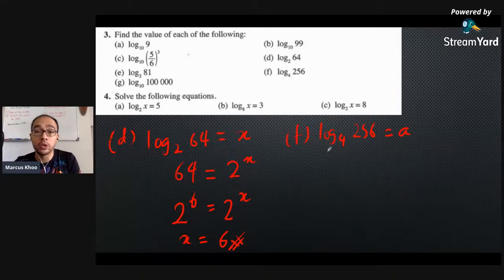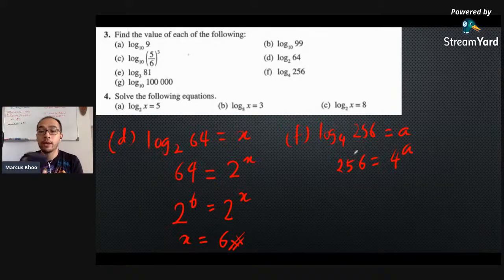Okay, it can be any letter you choose as long as it's not the letter that is in here. But let's change this to index form. So 256 equals 4 to the power of A. Now, since here is base 4, you need to experiment. You need to calculate and see, we try powers of 4 until we reach 256. So you try.